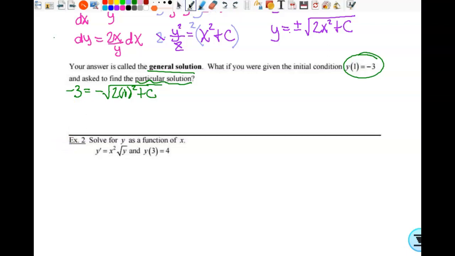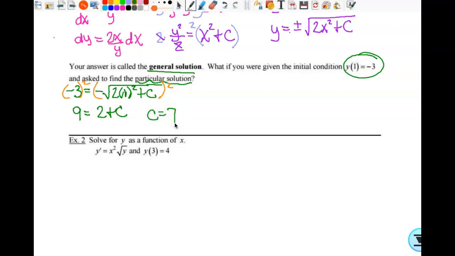I need to undo the square, so what am I going to do? Square it, so I'm going to square both sides, which means they now both become positive, right? So 9 equals that negative squared, and that's going to be 2 times 1 is 2, 2 plus c. So what does c equal? 7.